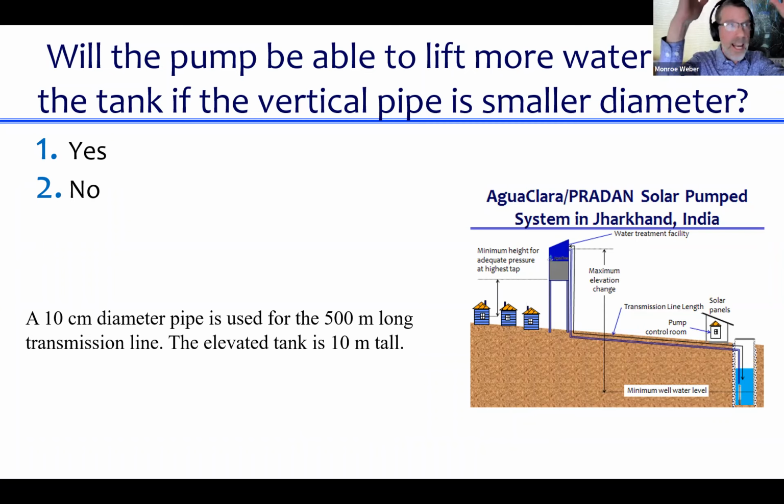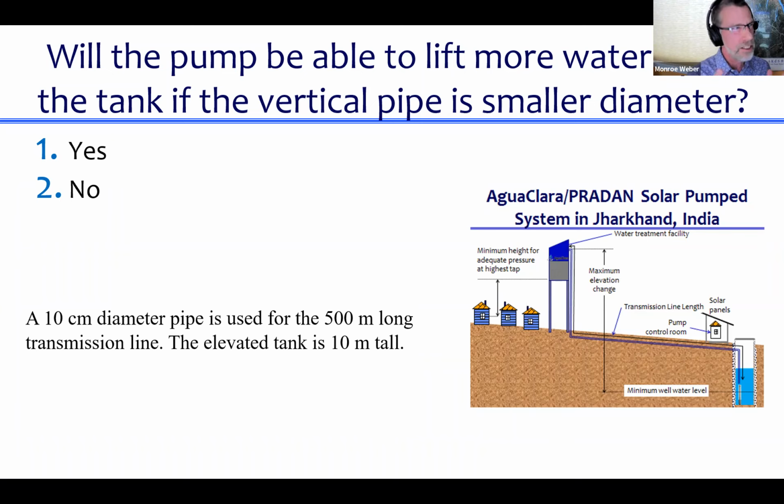We have the tank. The elevated tank is no longer elevated. It's now sitting on the ground and it comes all the way down. And the pipe that's coming from the well just goes right into the bottom of that tank. Is that harder for the pump? And the answer is no, that's easier for the pump.